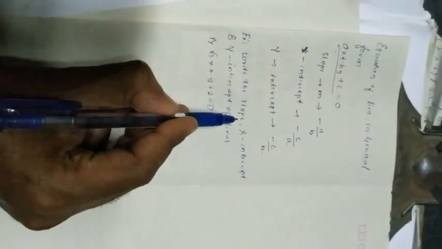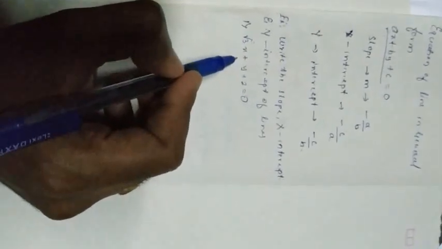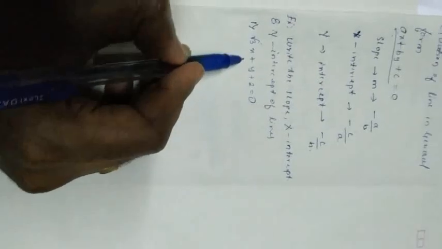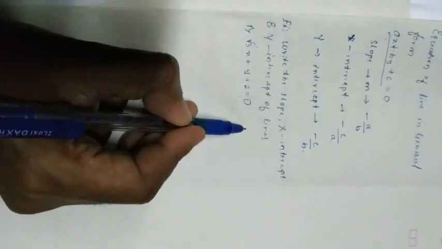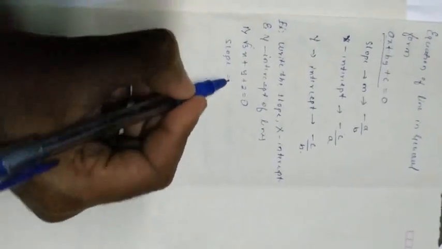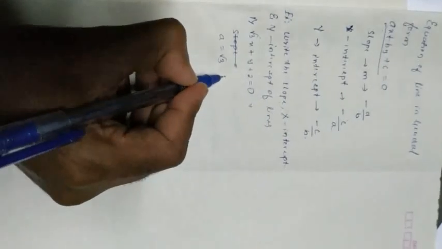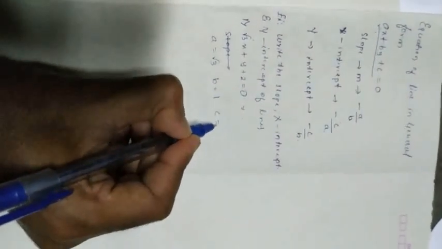Now we are going to solve some basic examples. Write the slope, x-intercept and y-intercept of the lines. The first equation of the line is root 3 x plus y plus 2 is equal to 0. First we write out its coefficients: a is root 3, b is 1, c is 2.